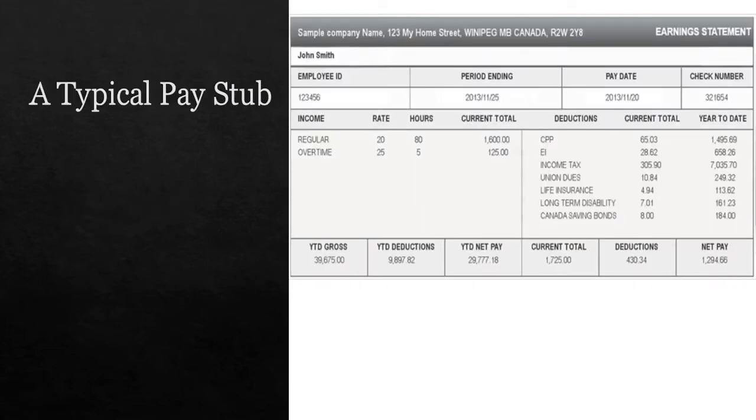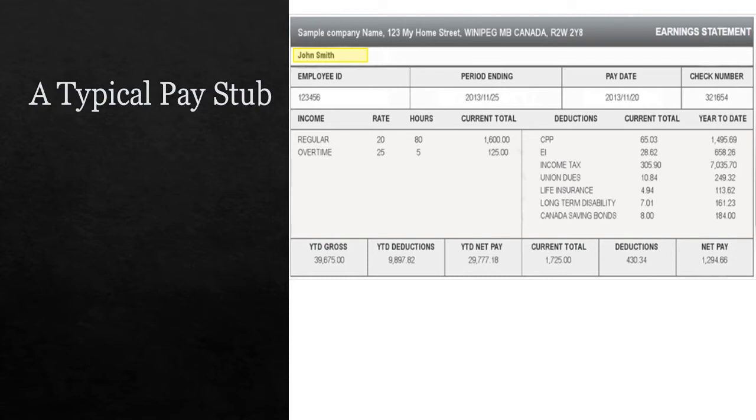So let's look at an example of a typical pay stub. Here we have a pay stub from a sample company, and it says earnings statement in the top right corner. Any pay stub will say something like this. And it basically, again, is the form that's describing how much you got paid and why you got paid that amount. So here we've got our friend John Smith.